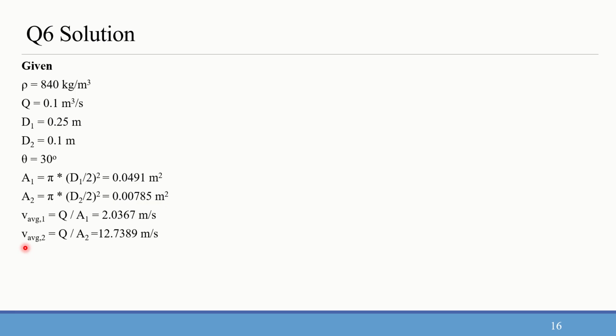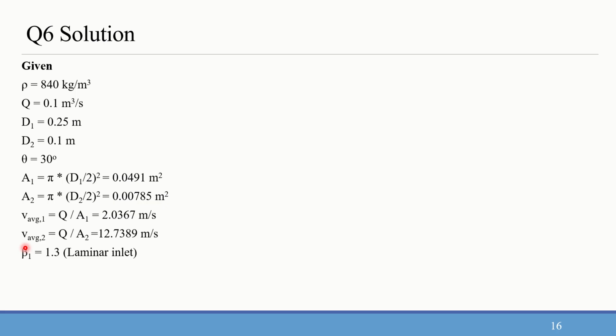I'll just check one more time. 0.1 divided by 0.0491 is 2.0367, and 0.1 divided by 0.00785 is 12.7389. So that is similar to what is asked in the question. We are not doing anything extra here.